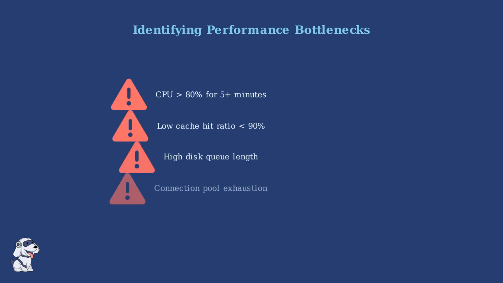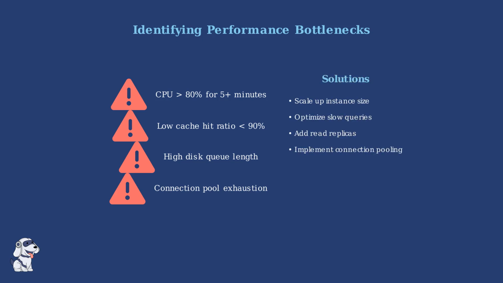When you see these warning signs, there are several solutions you can implement. Scale up your instance size for more resources, optimize slow queries, add read replicas to distribute load, or implement connection pooling.